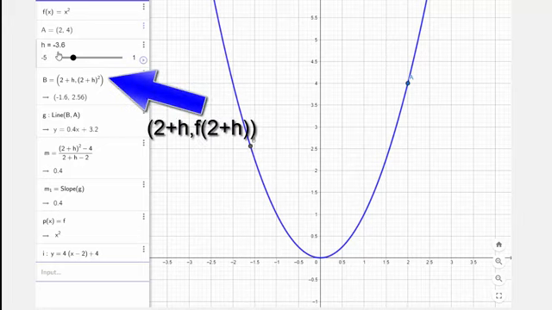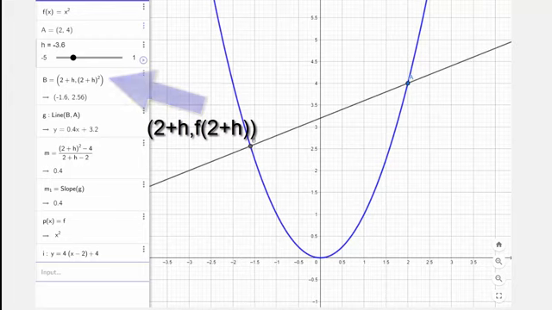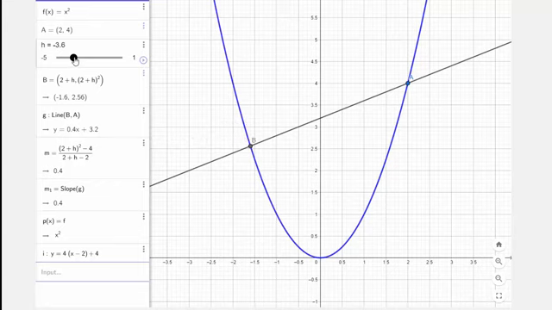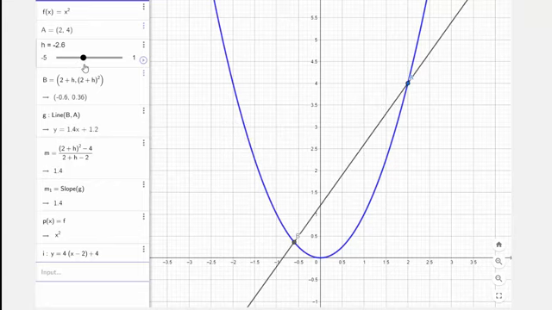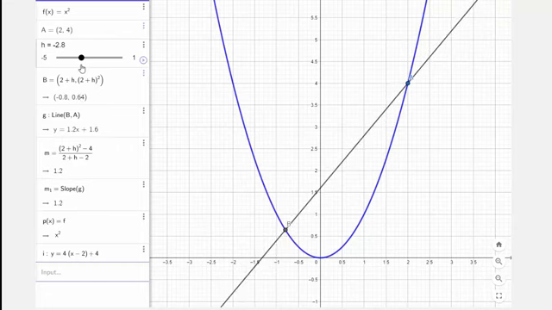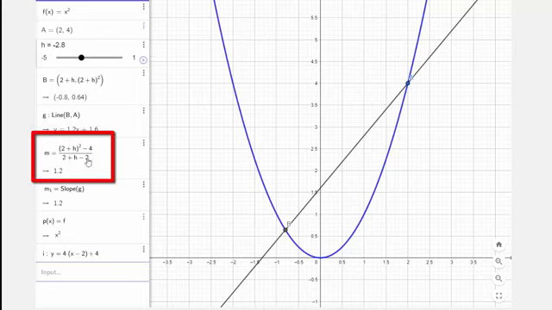And now let's control the h and see what happens to this line that goes through b and a. So if you look, let's move. You can see that as h goes to 0, the point b moves closer to this point a. So let's take a look at the slope.